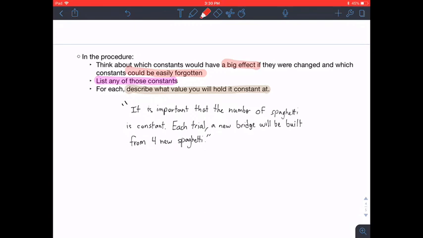The first thing I'm going to do is list any constants that fit that. In this experiment, the number of spaghetti would be a huge constant. If you don't use exactly the same number of spaghetti, you're going to have big changes in your results, and it actually could be easy to forget because you're breaking your spaghetti every single time, and you have to make sure you set it up with the exact same number.